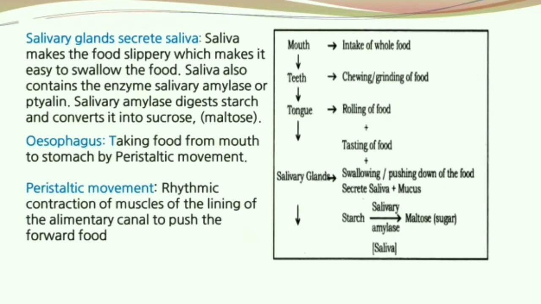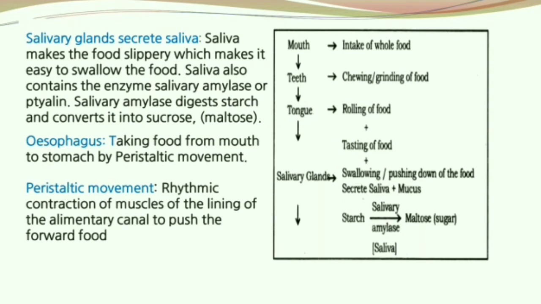Coming to our next one, the salivary glands secrete saliva. Saliva makes the food slippery, which makes it easy to swallow. Saliva also contains the enzyme salivary amylase, or ptyalin. Salivary amylase digests starch and converts it into sucrose.